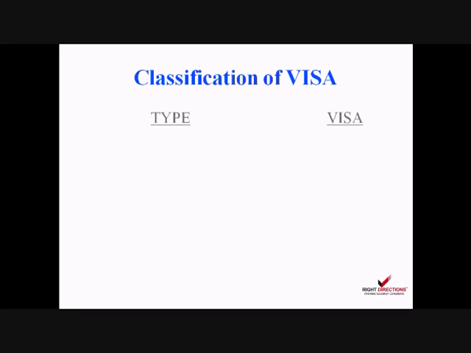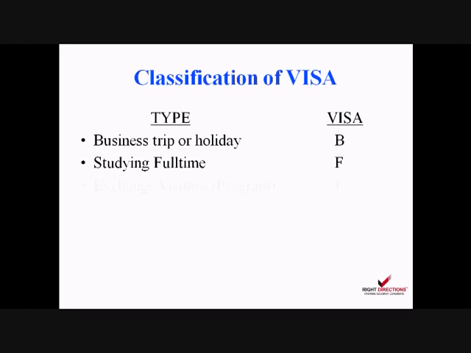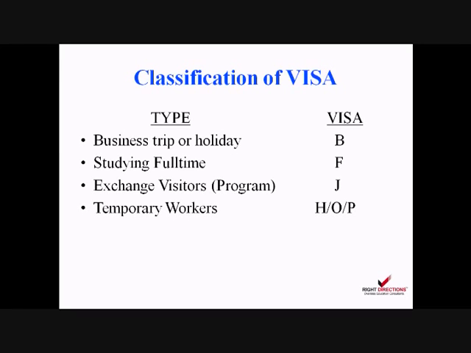We would like to brief you about the classification of visa. If you are going on a business trip or a holiday trip, it will be called B1 visa. Studying full time, F1 visa. Exchange visitors, J1 visa. Temporary workers, H1, O1 or P1 visa. Journalists, I1 visa. Crew members, C1 or D1 visa.